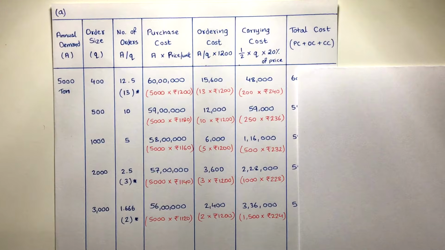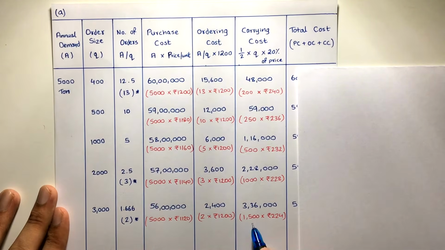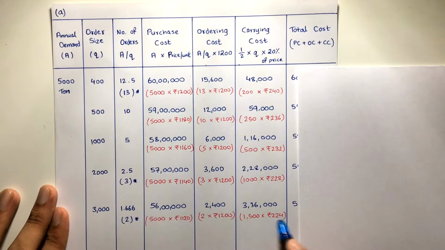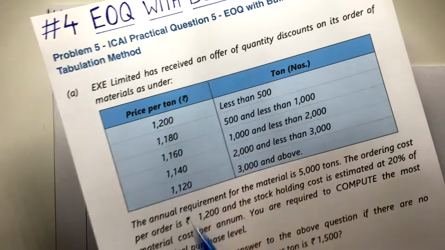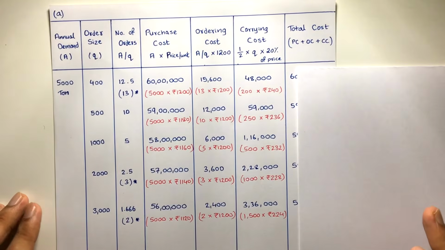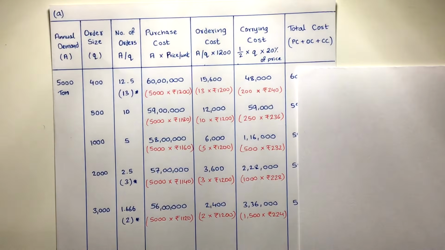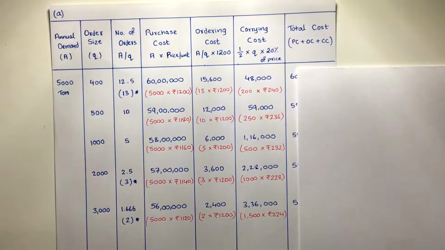And then the same way with the last level also. 3000 order size is there, half of this is 1500 into carrying cost per unit per annum, which is 20% of 1120. If you multiply those two, you get 3,36,000. Is it clear? Simple and straightforward. There's nothing difficult over here. It's really just simple calculation. You just have to understand the formulas. So what's the formula for carrying cost? Average inventory into carrying cost per unit per annum.